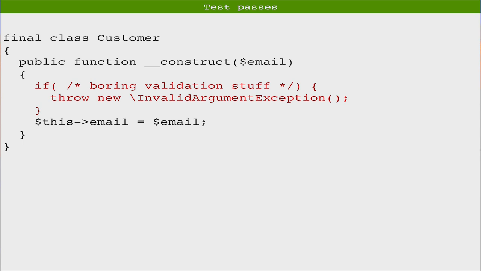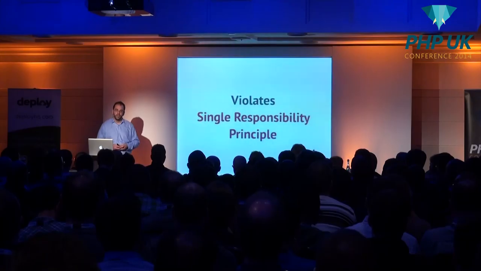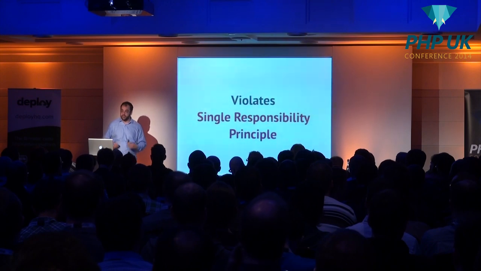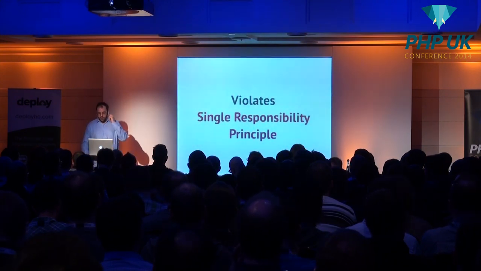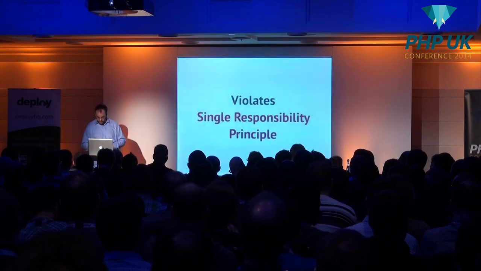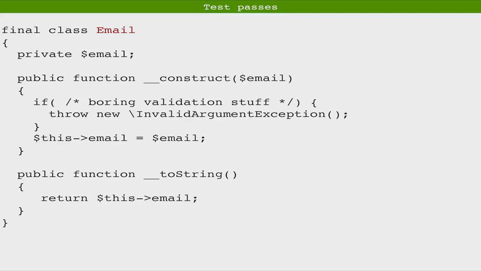So this is very simple. But there's one problem that nags me with this. We now have email validation inside of a customer object. This smells terribly like a violation of the single responsibility principle. We don't want a customer to know how emails work. So again, we are missing some sort of concept. And it's actually quite simple. We just turn email into an object as well.